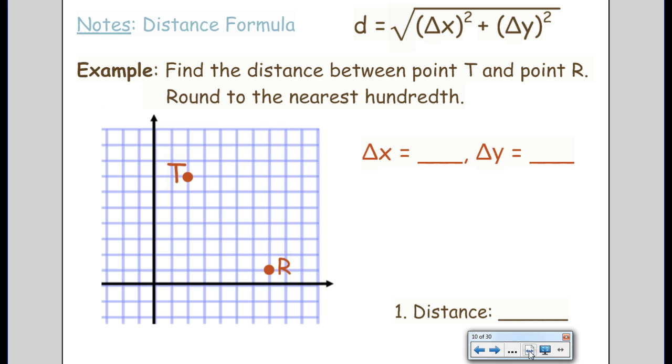Every time I give you a picture, every time, I want you to draw a right triangle. Every single time. So if I say, hey, what's the distance from T to R? I want you to connect T to R. There's your hypotenuse. And then I want you to draw a right triangle out of it. Because that is the easiest way to find the distance if I give you a graph. That is the way I want you to find it. Every time, draw a triangle, every time.